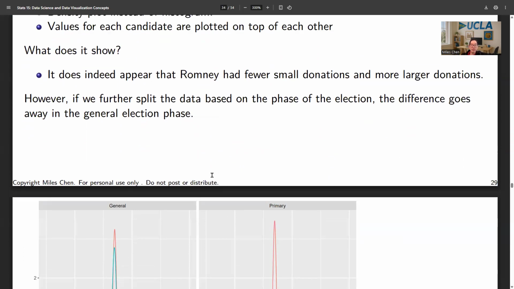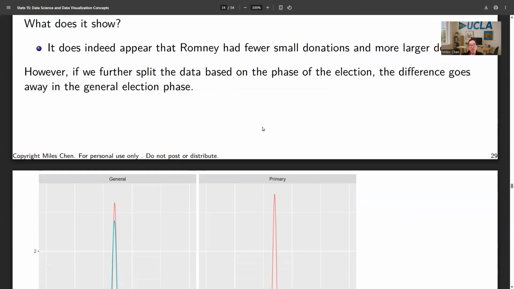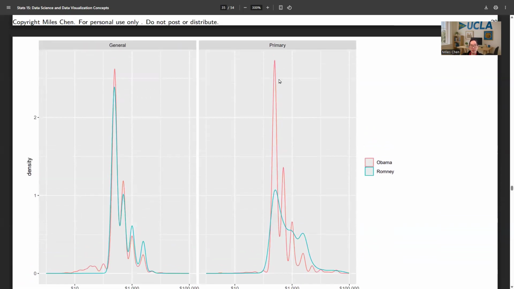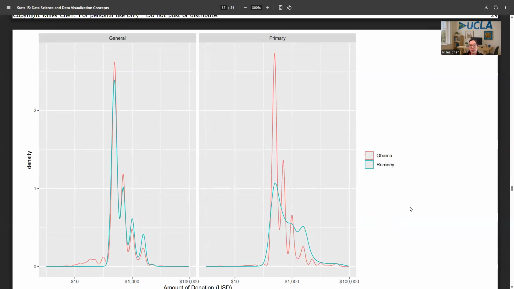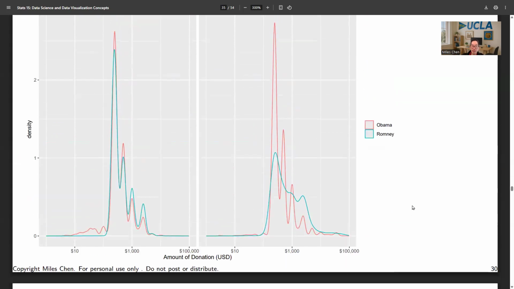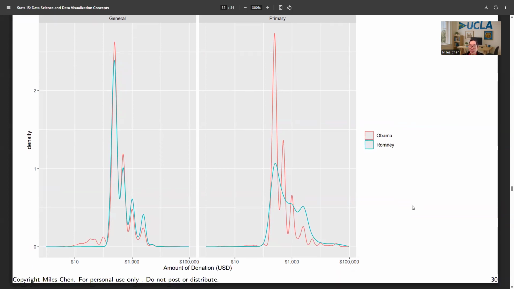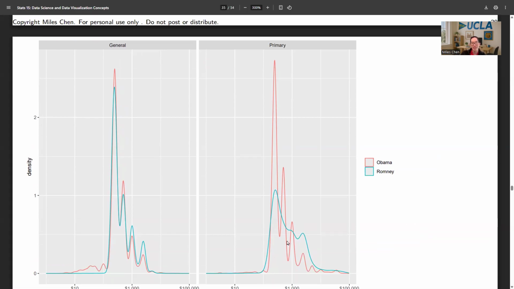If you look at data based on the phase of the election, the difference kind of goes away in the general election. In U.S. presidential elections, there are a few different phases. The first phase is the primary, where people are trying to pick the candidate who's going to be running for the office. I don't know if anybody actually tried to run against Obama during the primary, so I'm not sure. This is just early on.